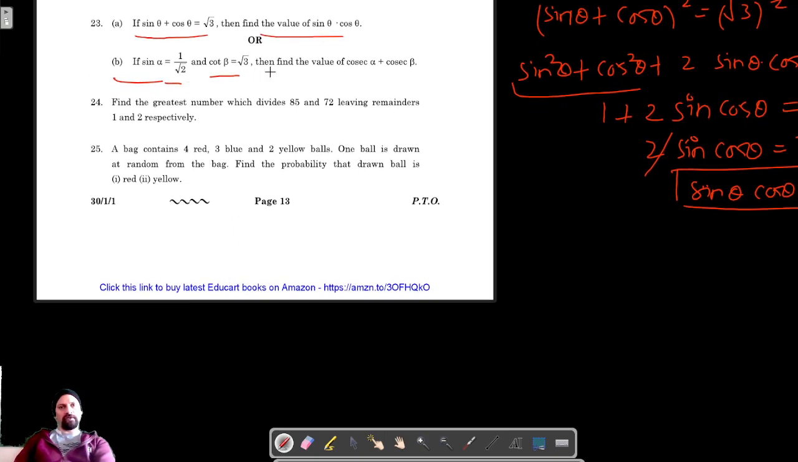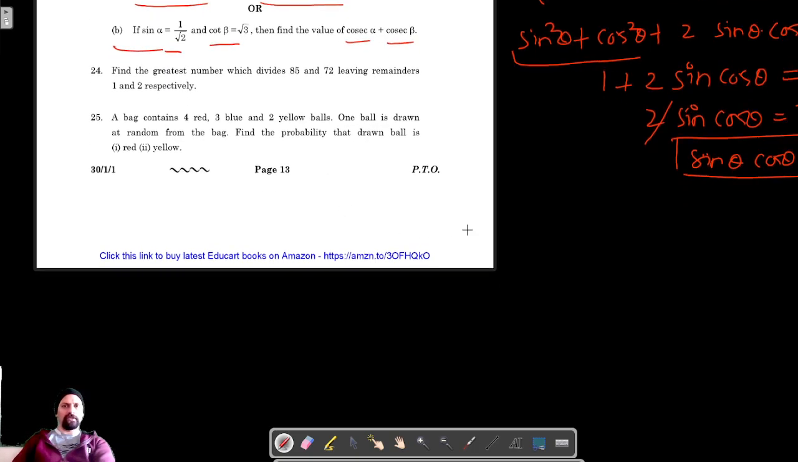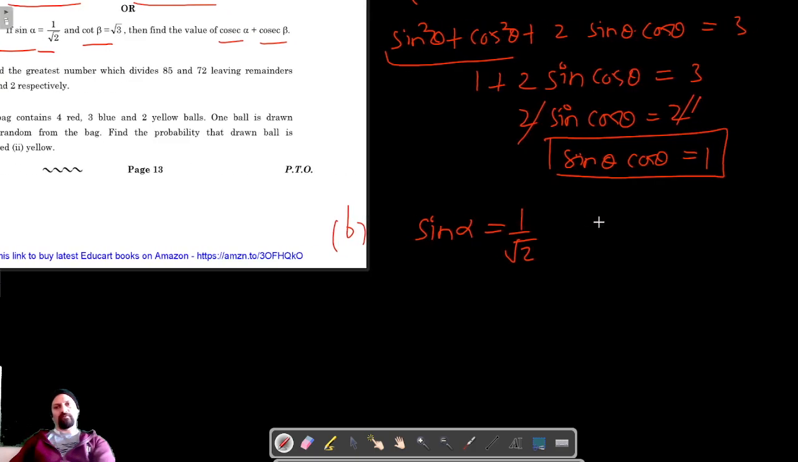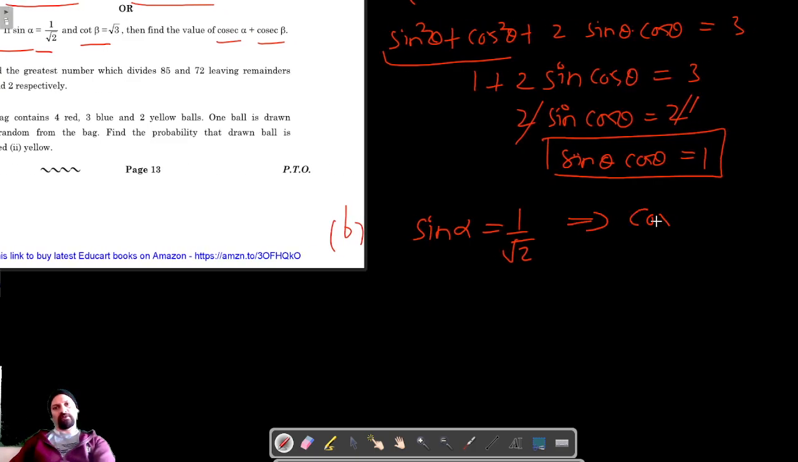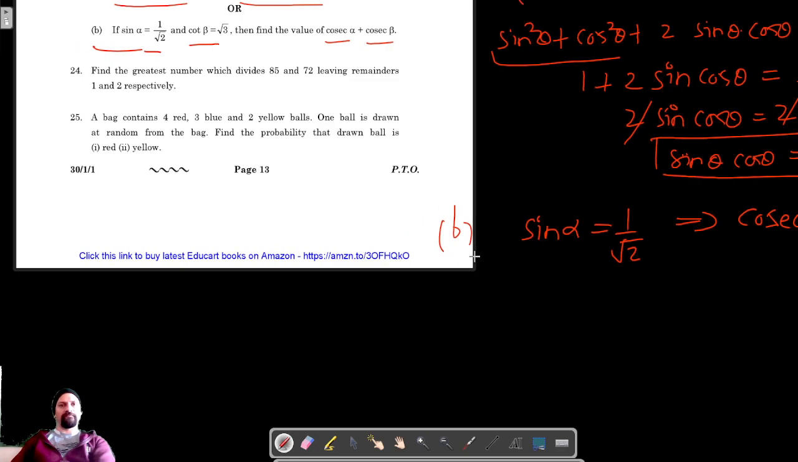Okay, so next one is option B, where it's given that sine alpha is equal to 1 by root 2 and cot beta is equal to root 3. We have to find the value of cosecant alpha plus cosecant beta. So for part B, sine alpha is 1 by root 2. That means cosecant alpha is root 2.